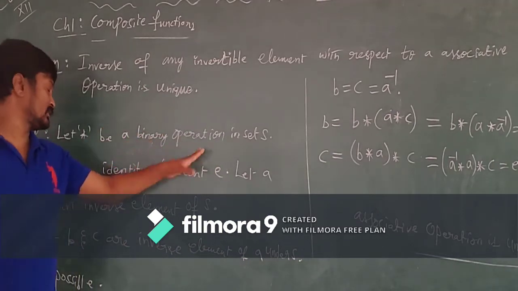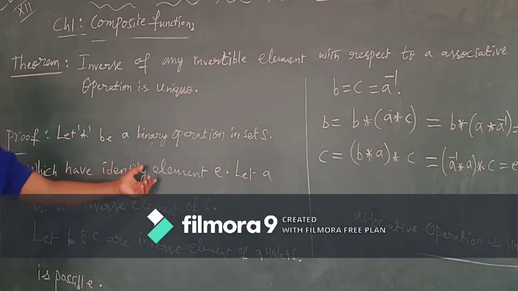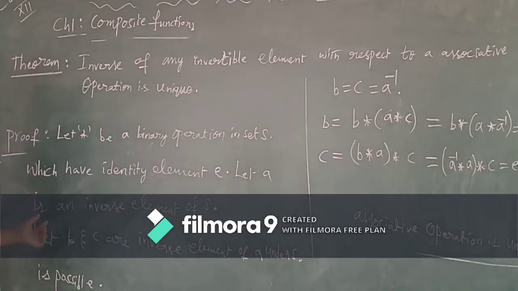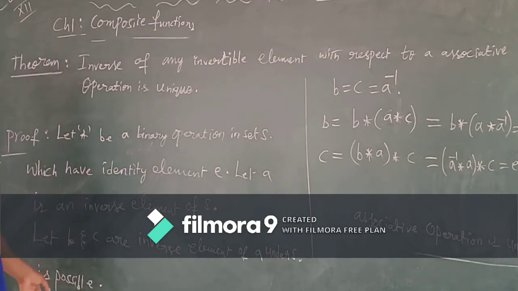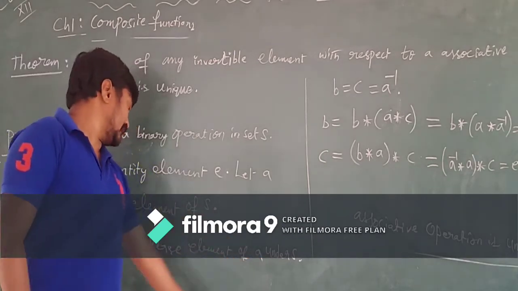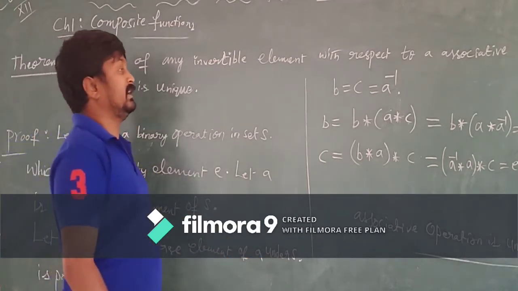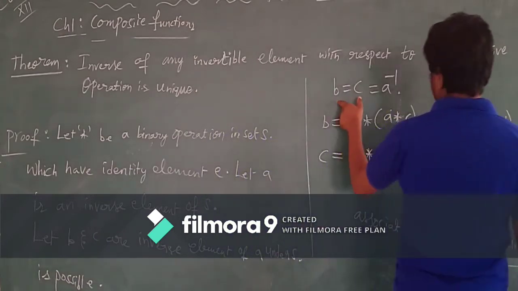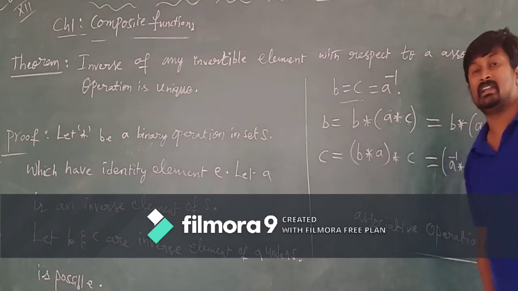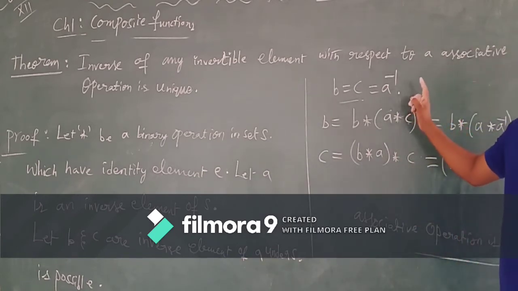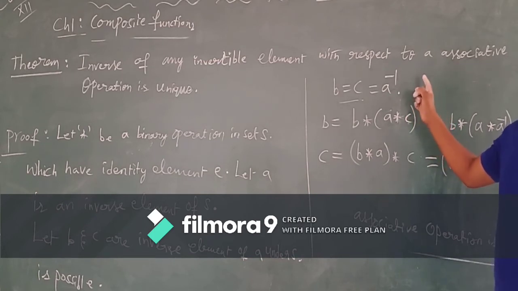Once again we'll recall it. Let star be a binary operation in a set S which has identity element E. Then let A be an invertible element of S, and B and C be inverse elements of A in S. So B is equal to C is equal to A inverse. Then by using A inverse, we prove that B is equal to C when we use the associative property.